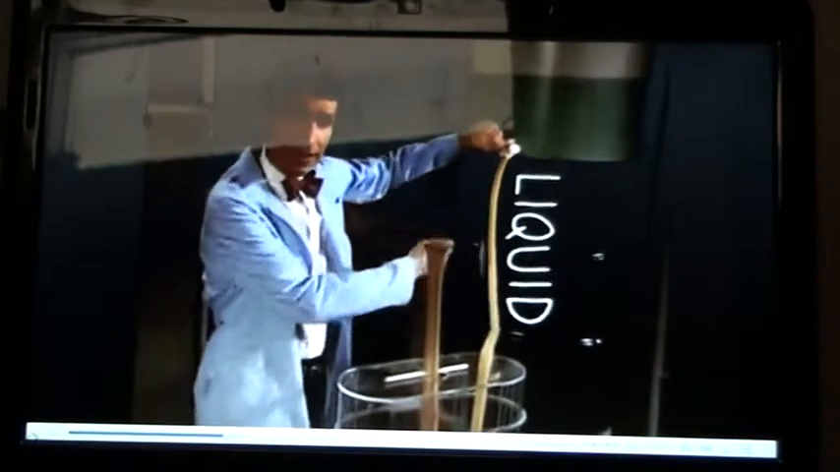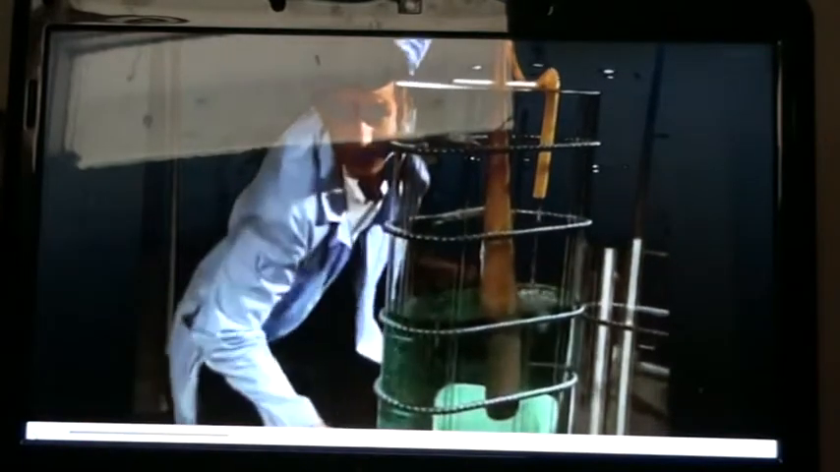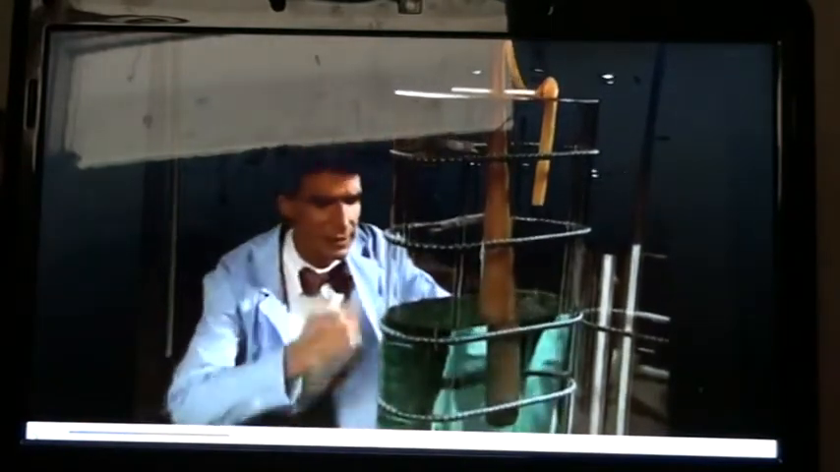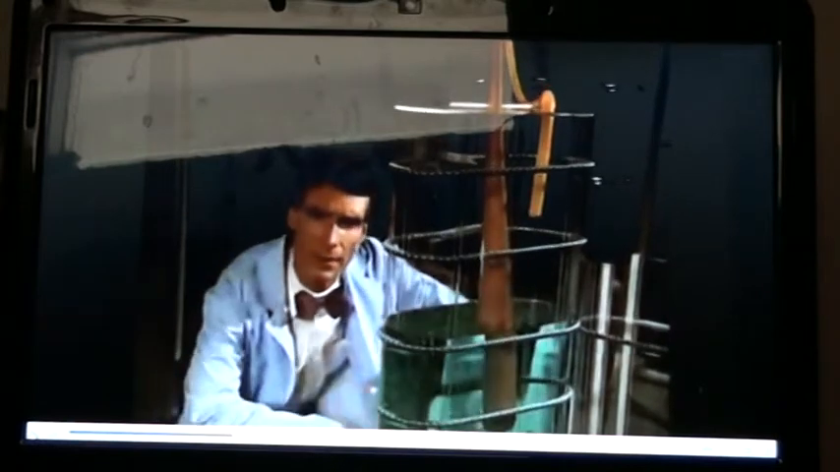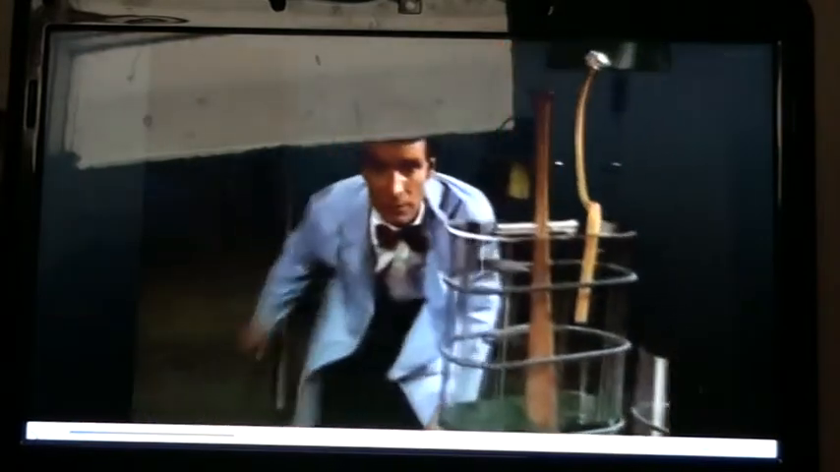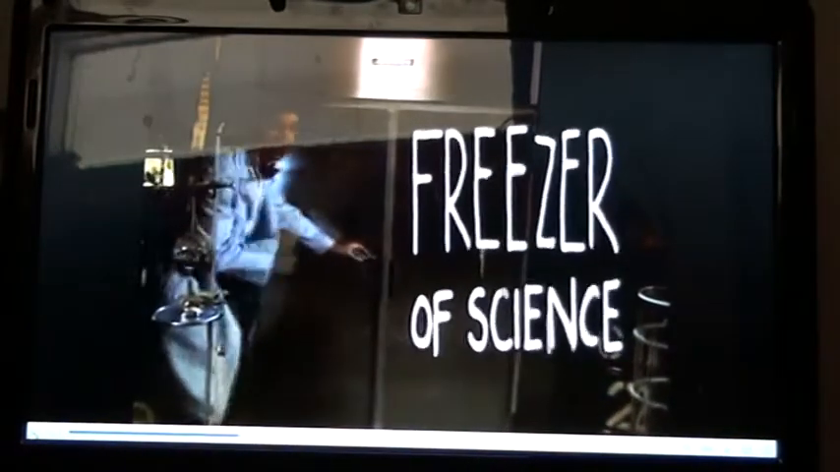Now, what if we wanted to change phase again? Like, let's say we wanted to turn this liquid into something else. Like, maybe we want to turn this liquid into a solid. Now, how would we do that? We'd have to take energy away, right? What do you think we'd need? Well, maybe a freezer. Maybe a great big stainless steel freezer of science, like this one.